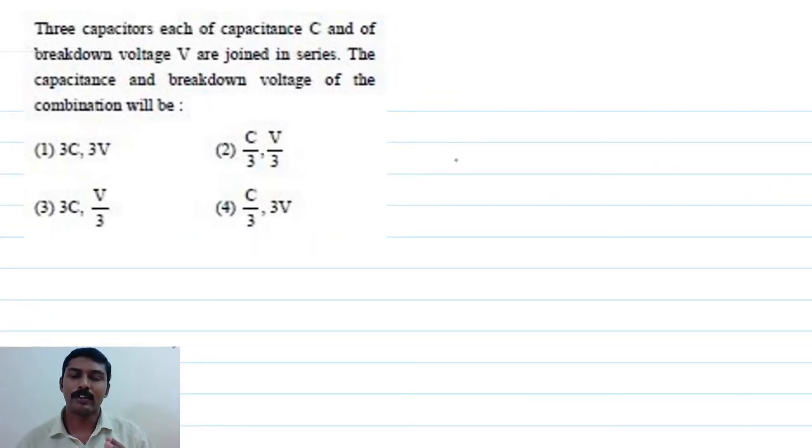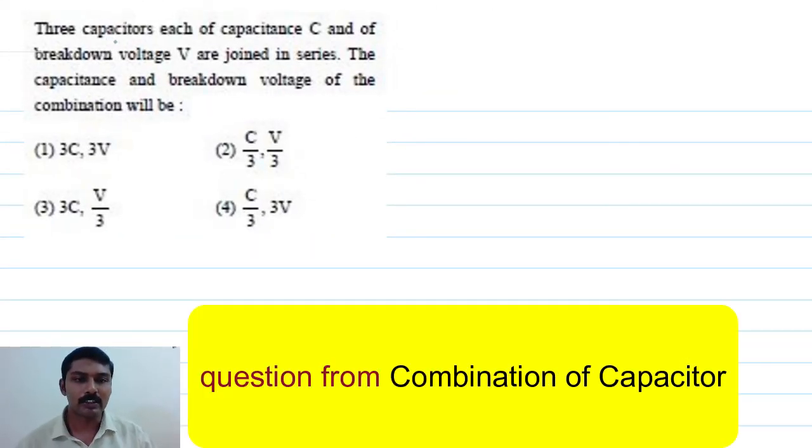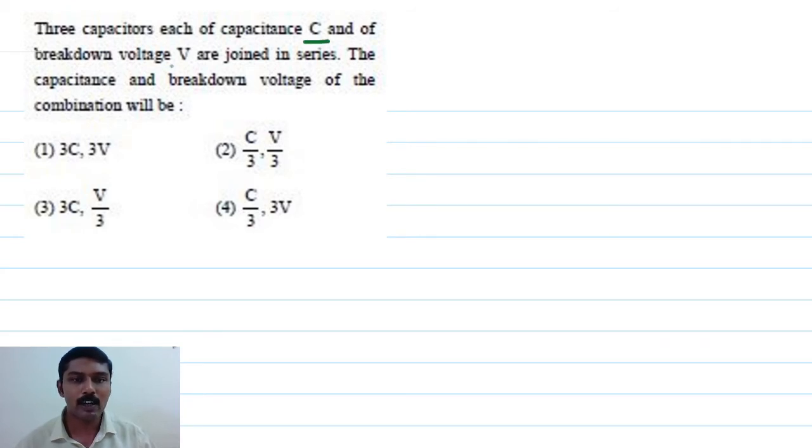Let's look at the next question. Three capacitors, each of capacitance C and of breakdown voltage V, meaning the applied potential, are joined in series. The capacitance and breakdown voltage of the combination is? The combination is in series. So let's draw this figure and see how it all works out.